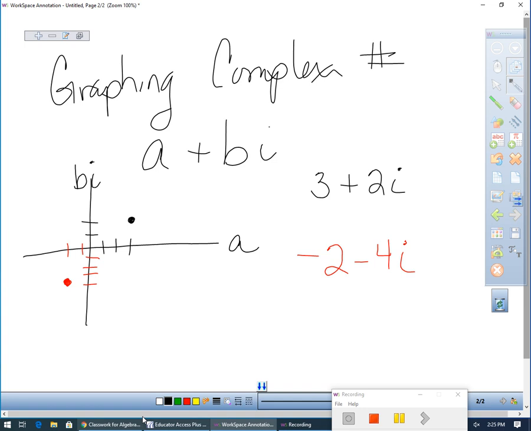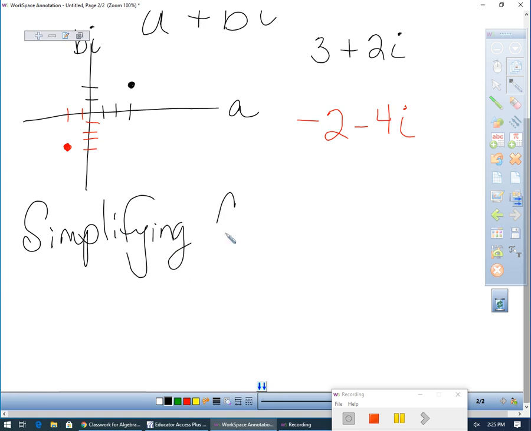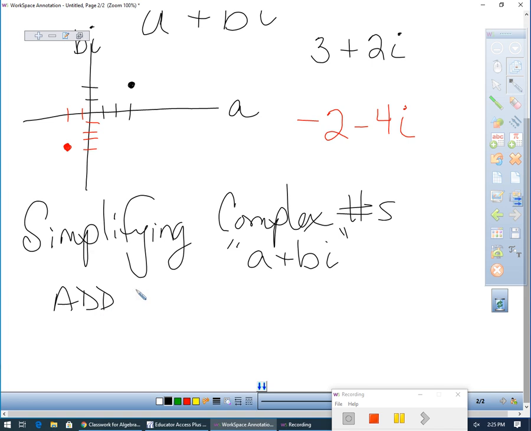So now let's get into the real fun stuff. We're going to talk about simplifying complex numbers. Our final answer always has to be written in this a plus bi form. And I want to talk about adding and subtracting first. Got to start with the easy ones, right?